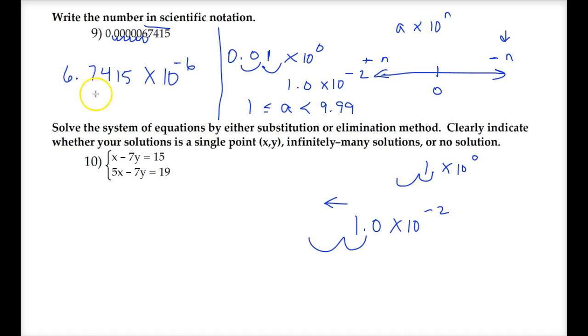So 6.7415 times 10 raised to the -6. Okay, so that is how we answer number 9. I'll go ahead and erase some of this and we'll talk about number 10.